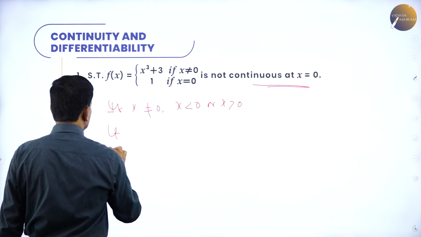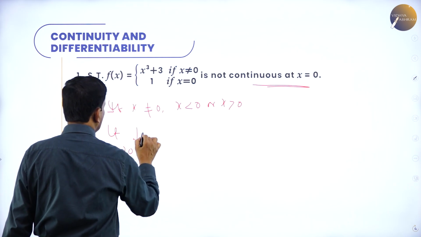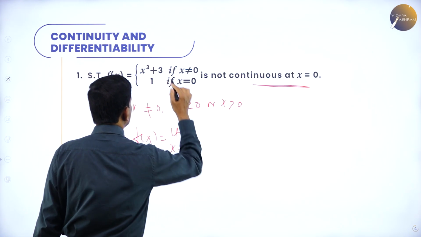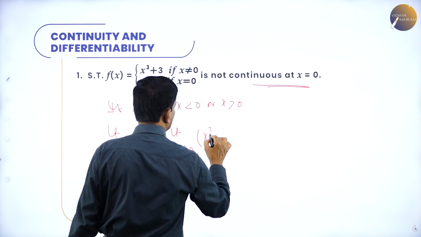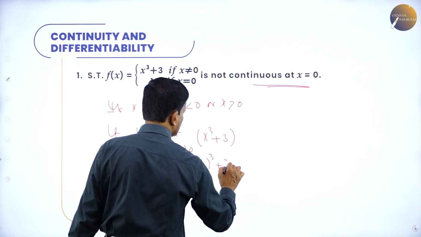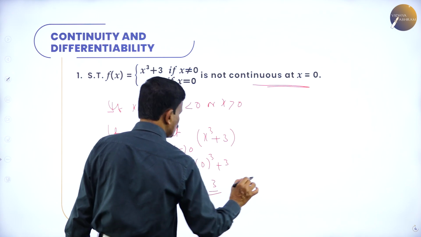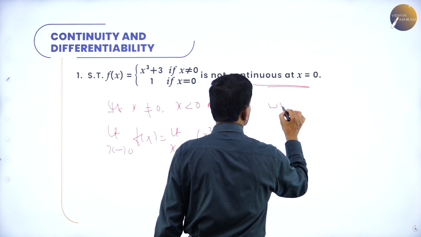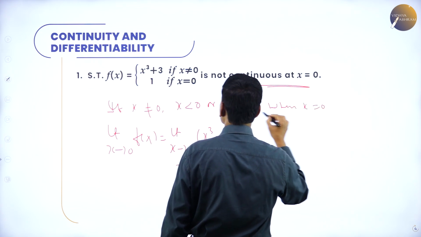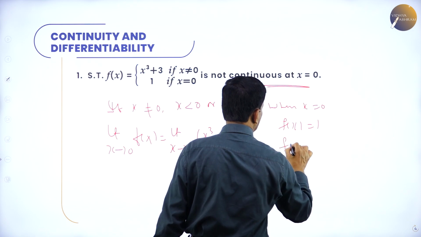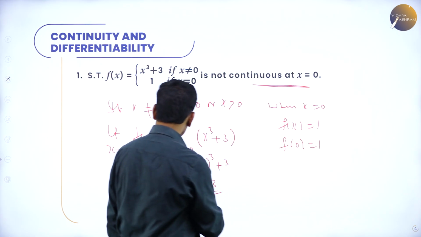So, therefore, limit x tends to 0 of f of x is equal to limit x tends to 0 of, what is f of x here? x cube plus 3. Now, just put x is equal to 0, 0 cube plus 3 is equal to 3. So, here the value of the limit is equal to 3. When x is equal to 0, that is given already, f of x is equal to 1. That means f of 0 is equal to 1.